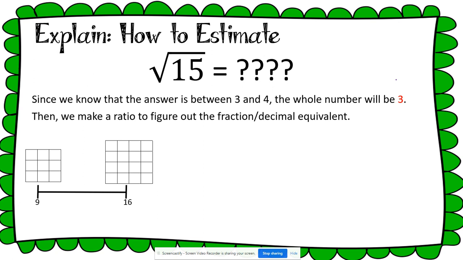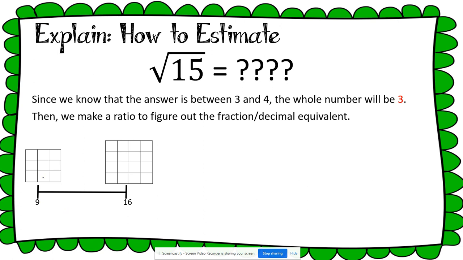Well, since we know that the answer to this is somewhere between 3 and 4, we know that our whole number will be 3. So like we said, if we were writing it as a decimal, it would be 3 point something. If we were writing it as a fraction or a mixed number, it would be 3 and a number over another number. But we have to make a ratio to figure out the fraction or the decimal equivalent. What we're going to do here is start out with what we know, which is that this is between 3 and 4. So we're going to start out with our squares.